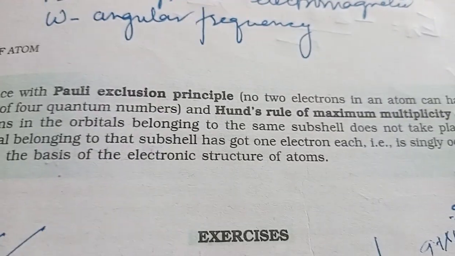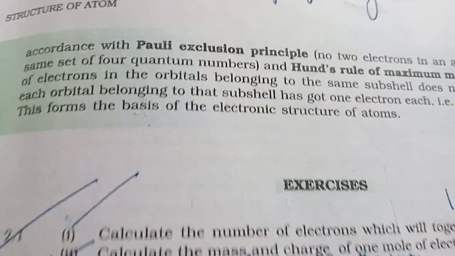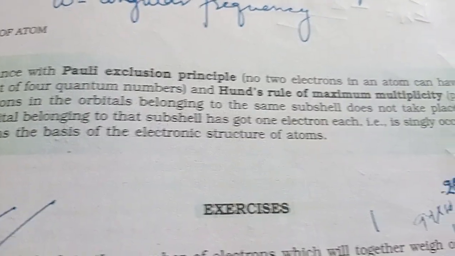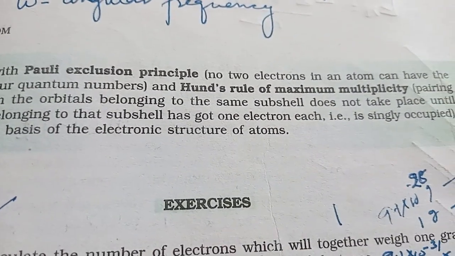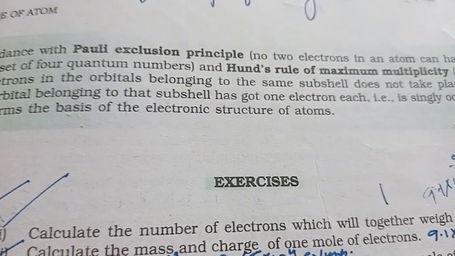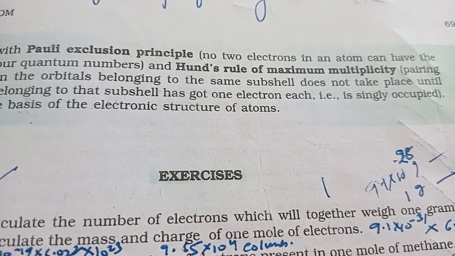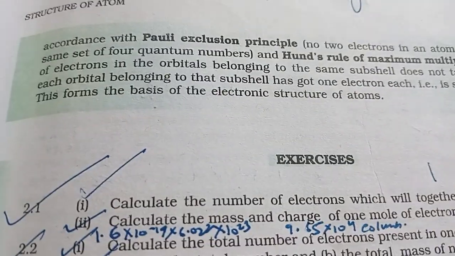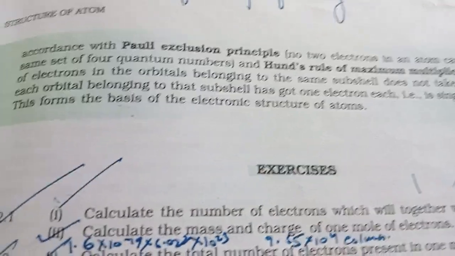in accordance with Pauli exclusion principle: no two electrons in an atom can have the same set of four quantum numbers, and Hund's rule of maximum multiplicity: pairing of electrons in the orbitals belonging to the same subshell does not take place until each orbital belonging to that subshell has got one electron, that is, each is singly occupied. This forms the basis of the electronic structure of atoms.